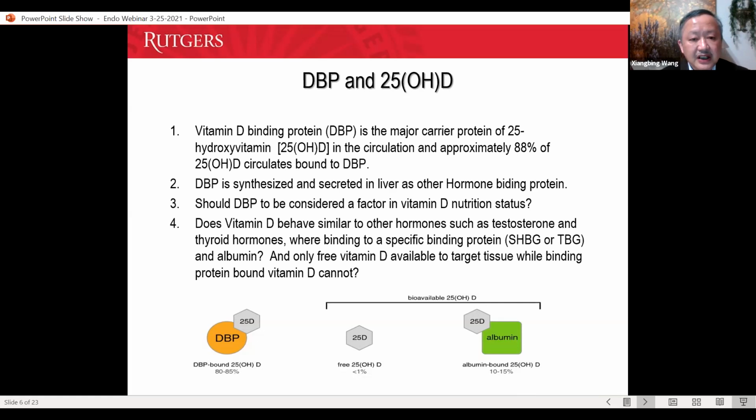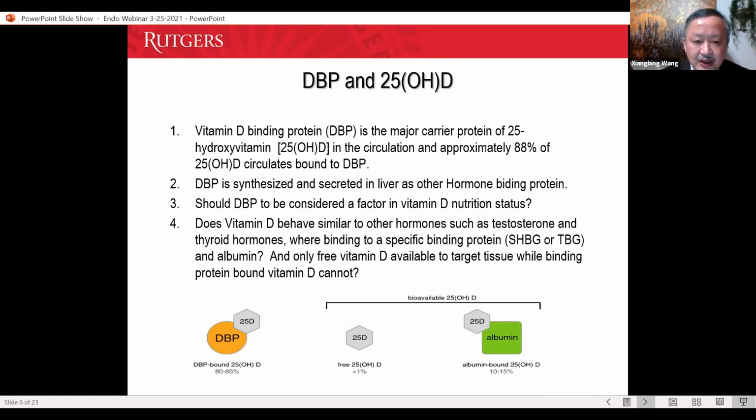So in liver disease, the D binding protein can be decreased and the total vitamin D will also be decreased. But some hormones, like estrogen and growth hormone, induce D binding protein synthesis, and then we find a high total vitamin D level in the body.